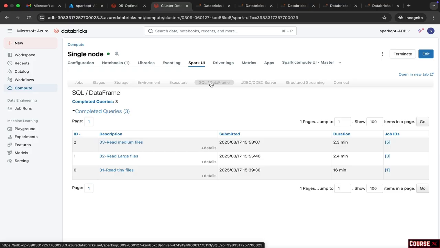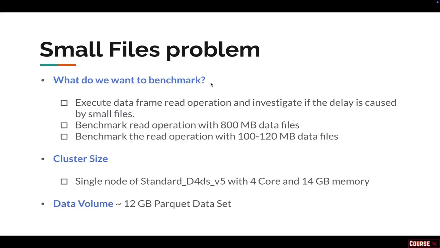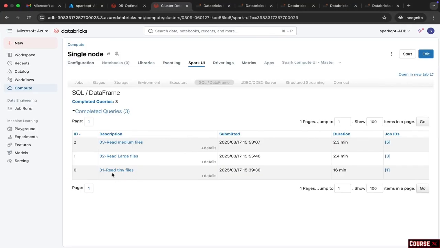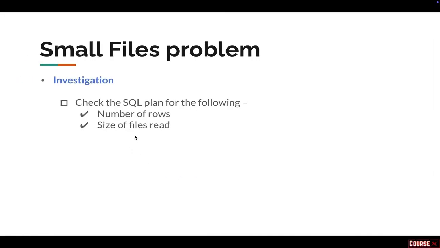Okay, so let's go to our presentation. Investigation. Check the SQL plan for the following. Number of rows. So we have checked that in 3 cases the number of rows are same. Size of file read. So size of file read is a little bit more for the tiny files, because in each small Parquet file there is header and footer information available. So the file sizes are a little bit more compared to the other two, but the number of records in all the 3 cases are same. So size of file read is a little bit more for the tiny files, but it is quite the same for the medium and large files.